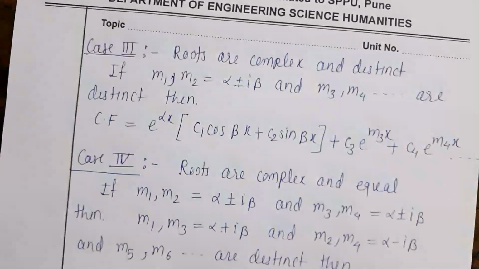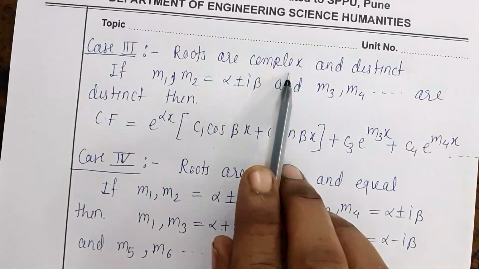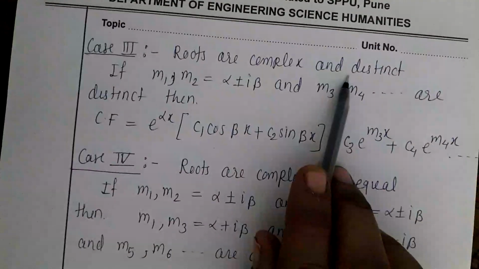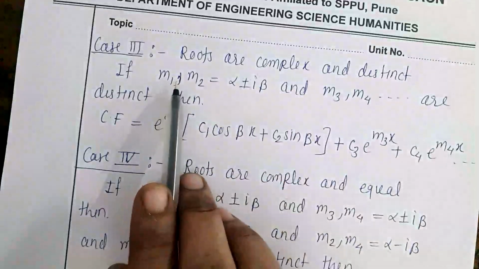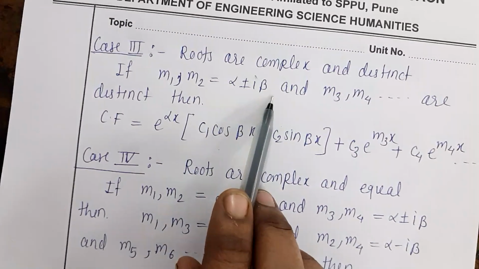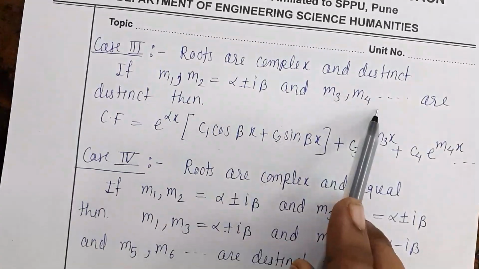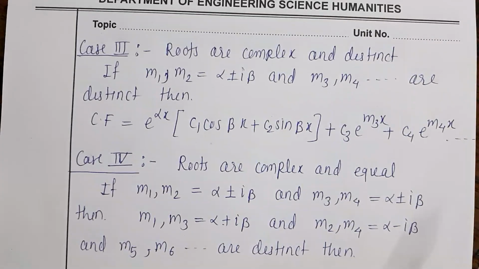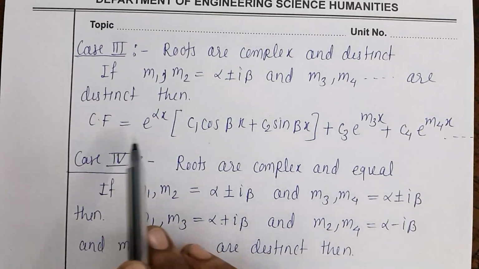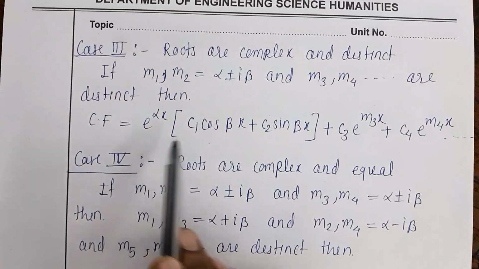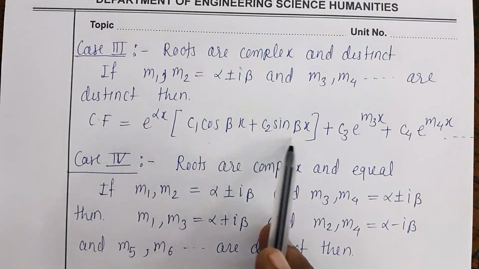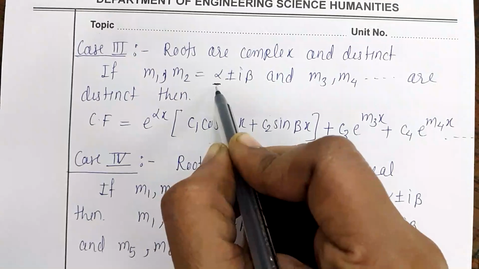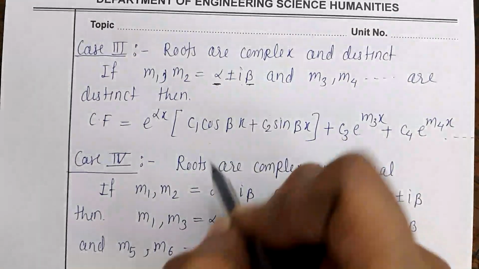If the roots are imaginary or complex and distinct, that is, if m1 and m2 are alpha plus minus i beta, and m3, m4 and so on are distinct, then Cf can be written as e to the power alpha x, c1 cos beta x plus c2 sin beta x. Now this first term is the real part and this is the imaginary part.